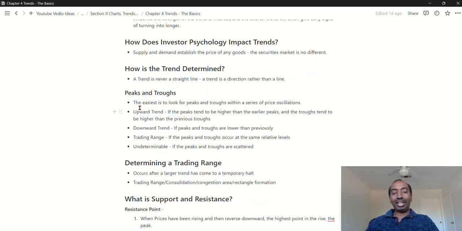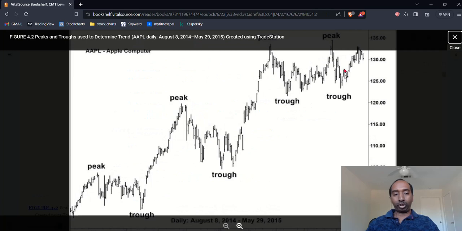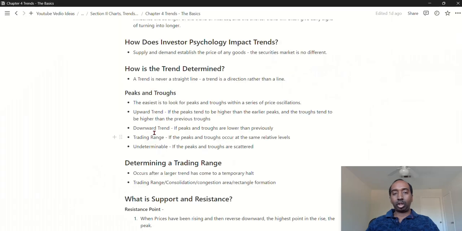Peaks and troughs. The easiest way is to look for peaks and troughs within a series of price oscillations. Upward trend: the peaks tend to be higher than the earlier peaks and the troughs tend to be higher than the previous troughs. Here the peaks are higher than the previous peak and the troughs are also higher than the previous trough, which is called an upward trend. Downward trend: peaks and troughs are lower than the previous ones, opposite to an upward trend.